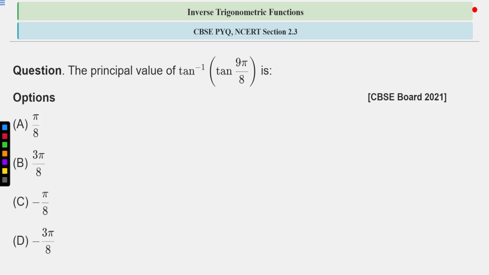Next question is we have to find the principal value of tan inverse tan 9 pi by 8, right? And the options are option A, pi by 8, option B, 3 pi by 8, option C, minus pi by 8, and option D, minus 3 pi by 8, right? We basically have to find the principal value of tan inverse tan 9 pi by 8. Clear?